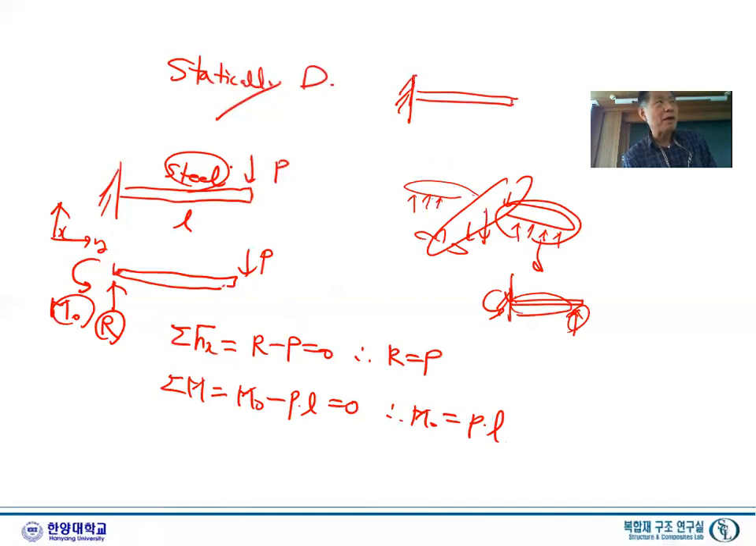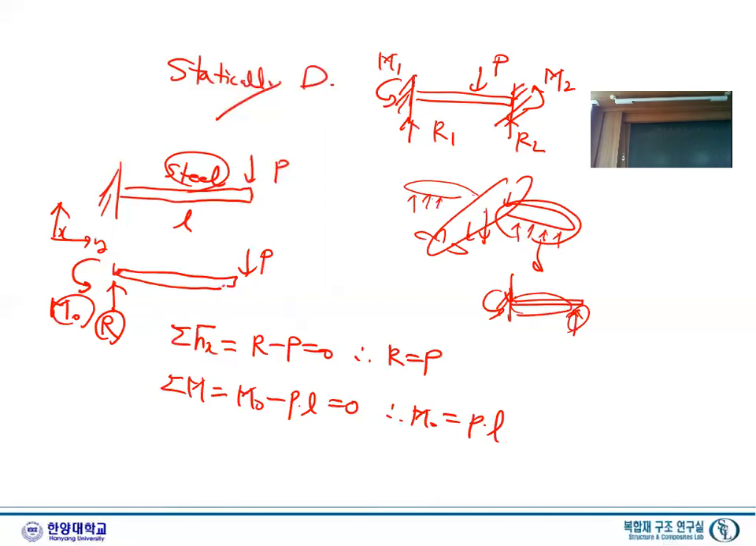The same beam made of steel, but we hold it at both ends, here and there. And then we apply some point load P. Now, let's draw the free body diagram. One is here and there. So this is R1 and R2 and M1 and M2, right? Those are certainly reaction forces. How many reaction forces? We have 4 reaction forces.